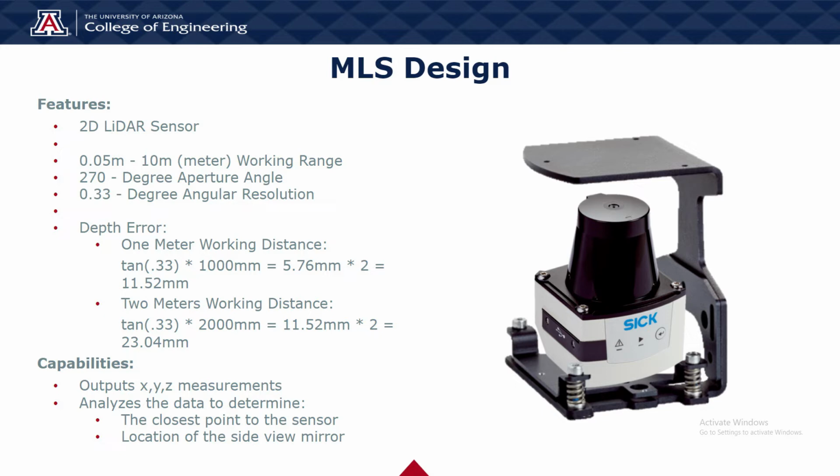This sensor outputs XYZ coordinate measurements. We will then take this data and run it through our algorithm that we create to analyze where the closest point is to the sensor. This point is in turn the location of the side view mirror.